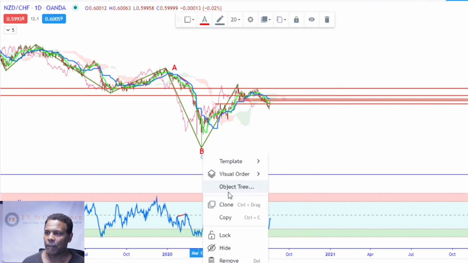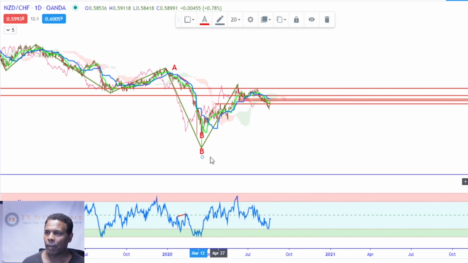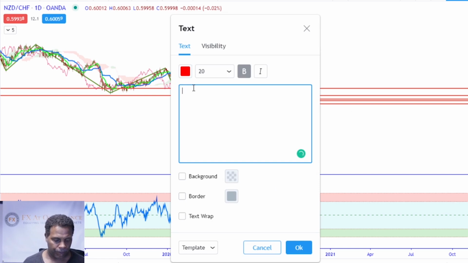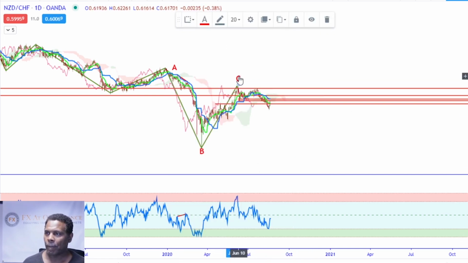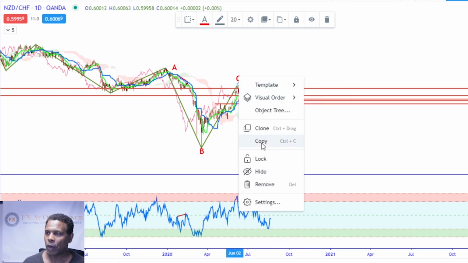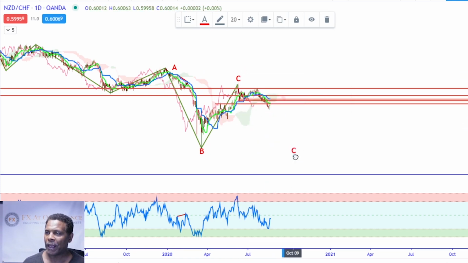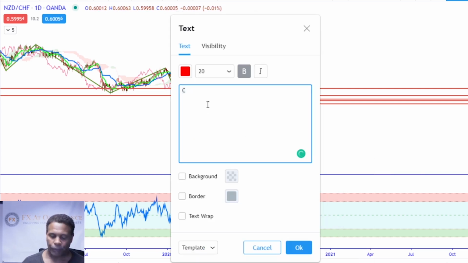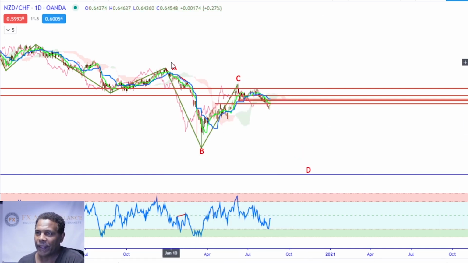I thought I did that. So we put this here, make that a C, and then we're going to put one more. We're going to clone that and make that a D. That's going to be a D. So we have A, B equals C, D. We want to find that 1-to-1 ratio.